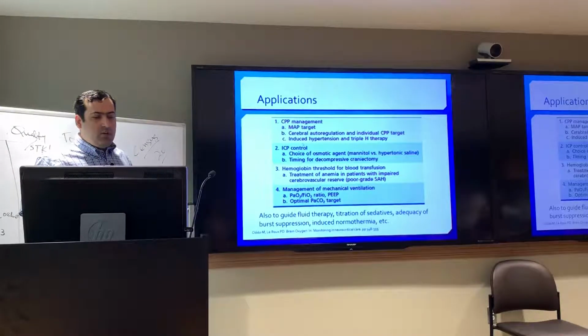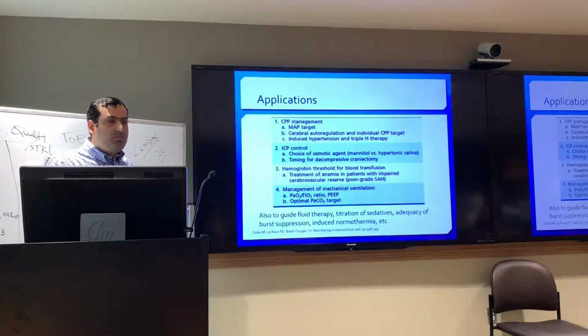And how can we use it? For a lot of stuff. For example, many times we increase CPP. Usually, we go up by 5, 10, 15, something like that. There's no rule behind that. So you can use this device to target and increase CPP using your PbO2. You may want to know what is the optimal ICP control. This patient may easily tolerate 25 because oxygenation is good, or you can go to 15.